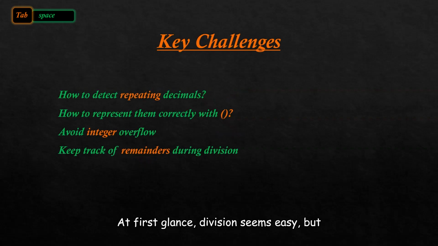At first glance, division seems easy, but this problem has hidden complexities. The key challenges are detecting repetition, inserting parentheses, handling negatives, and preventing overflows. When does a remainder cycle back? That's the heart of the problem. Where exactly should we mark the start and end of the repeating part?